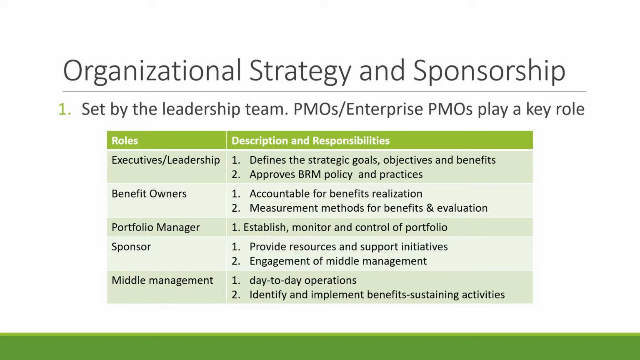There are 5 roles influencing at organization strategy level. The first role is executive and leadership. The executive leadership or top level leadership defines the strategic goals, objectives, and planned benefits. They approve BRM policy and practices. Benefit owners, who are accountable for benefit realization, implement or introduce measurement methods for benefits and evaluation.